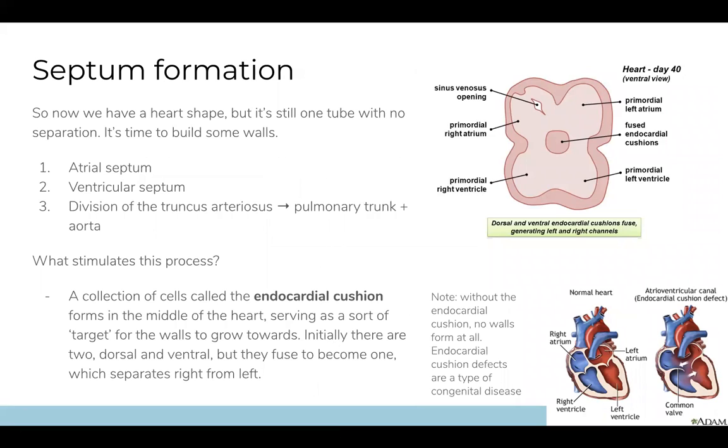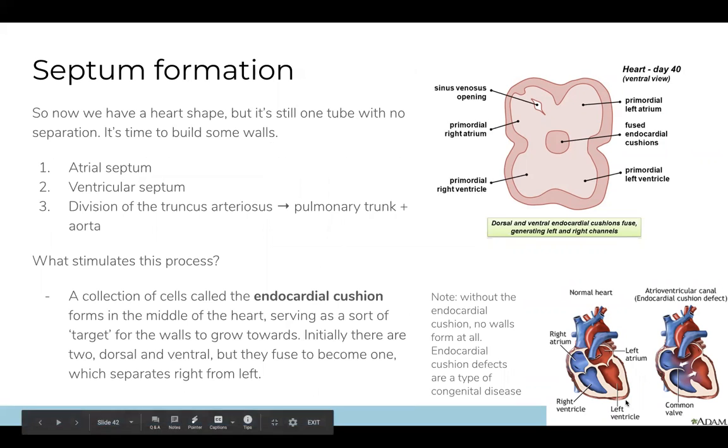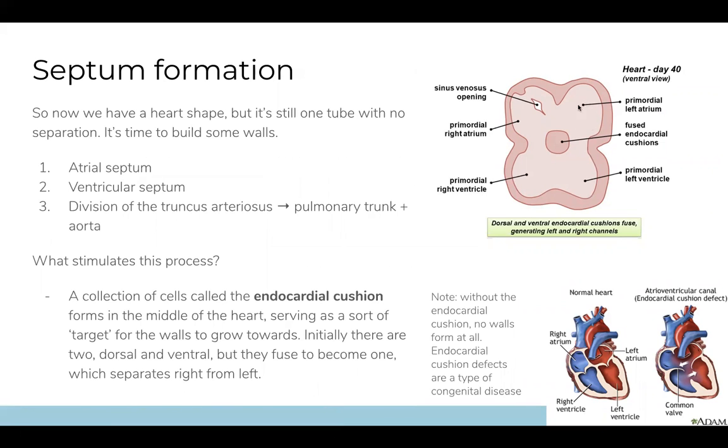Septum formation. Now, it gets pretty complicated, but it's extremely important to know. Your septum, as you remember, is just the wall that goes between your heart like that, right? So we have a rough heart shape now, but it is still one tube with no separation, so you need to build some walls. Firstly, you need to build your atrial septum. These are the three walls that we need to build: the atrial septum, the ventricular septum, and then we need to divide the truncus arteriosus into the pulmonary side and the aorta side.